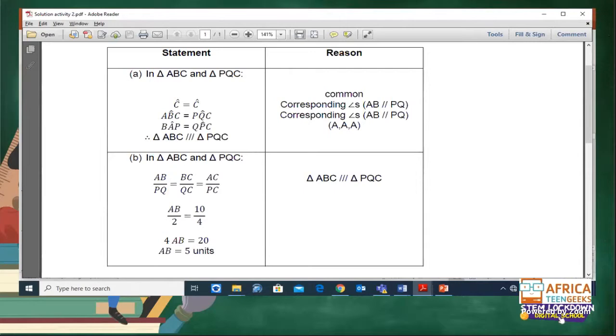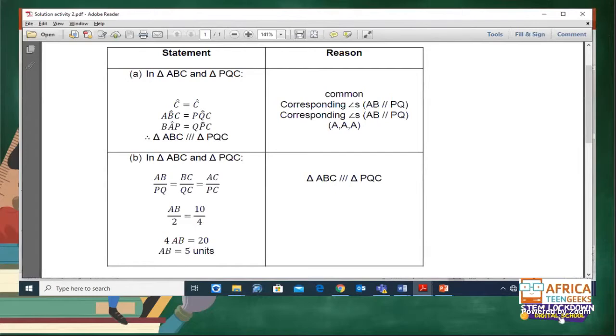Angle BAP is equal to angle QPC. Again, those are corresponding angles because of the two parallel lines. And we can conclude that therefore triangle ABC is similar to triangle PQC. Reason: angle, angle, angle. We have proved that the three corresponding angles are equal.